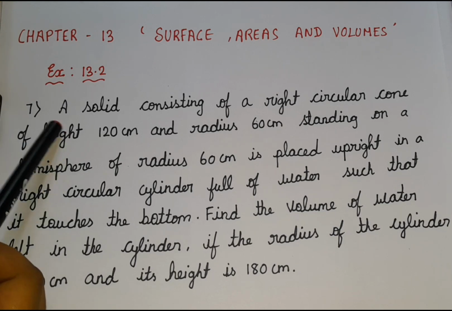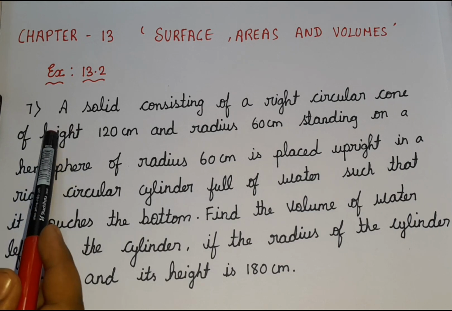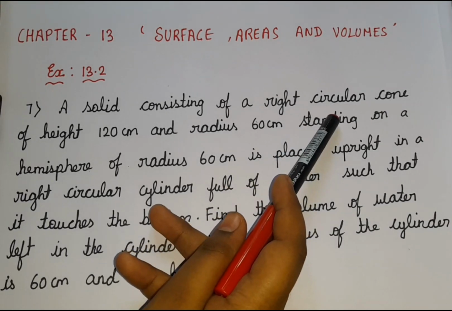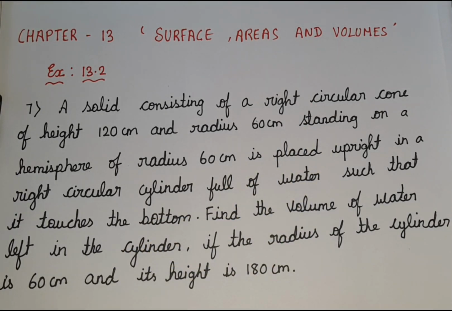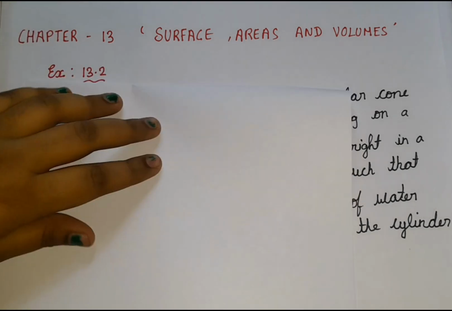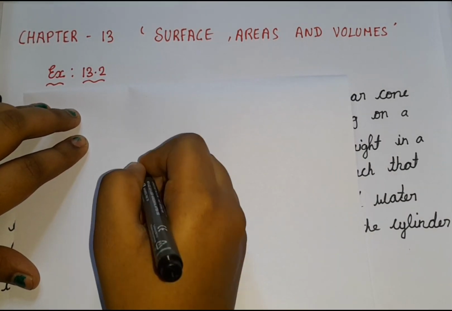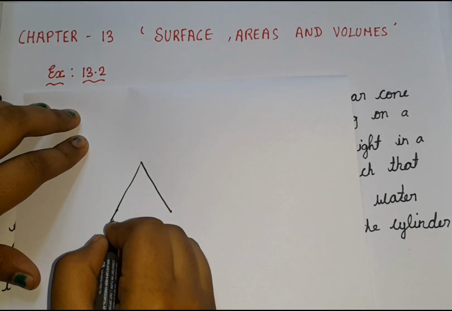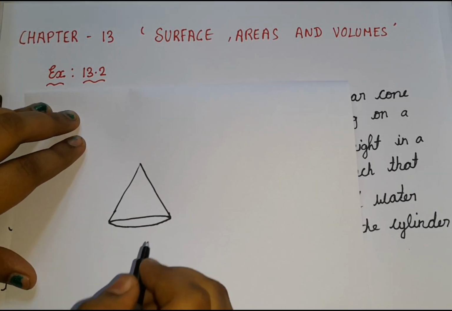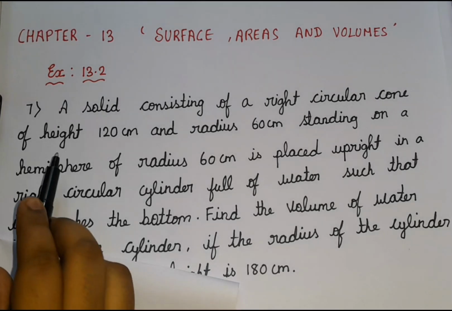Okay, so there is a solid, so you can say there is a figure or a shape, consisting of a right circular cone. So let us draw a cone. We are supposed to draw the figure right now. Okay, so let us understand the figure. First we are supposed to draw a cone. Cone looks something like this, am I right? This is the rough figure, I am not doing the exact one. So there is a cone. Later on we can mention the height, radius and all.